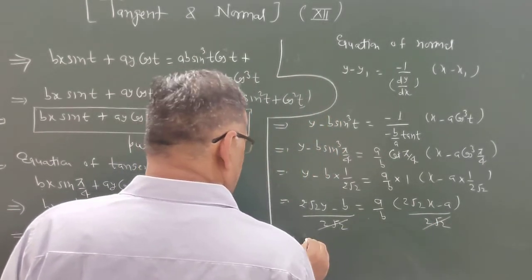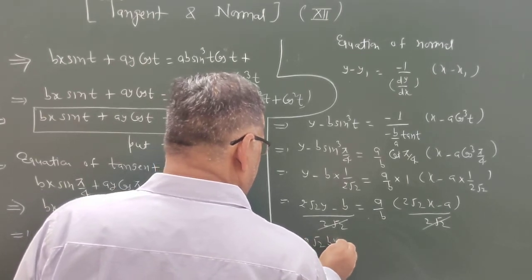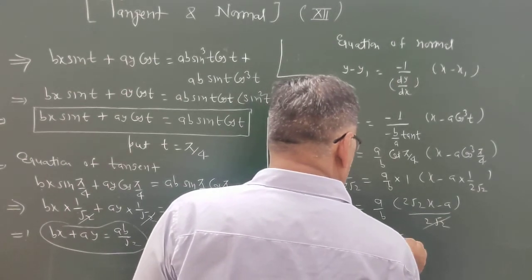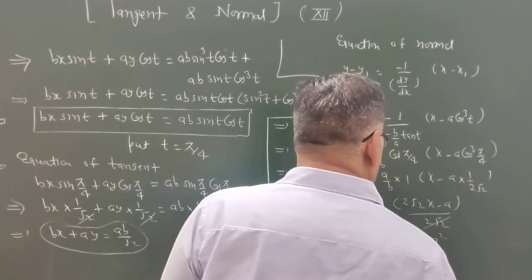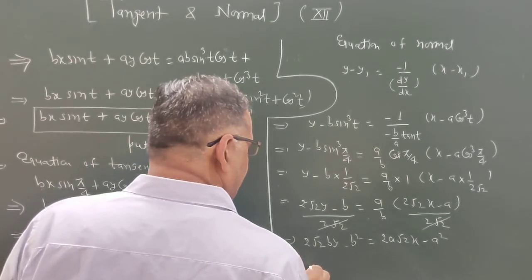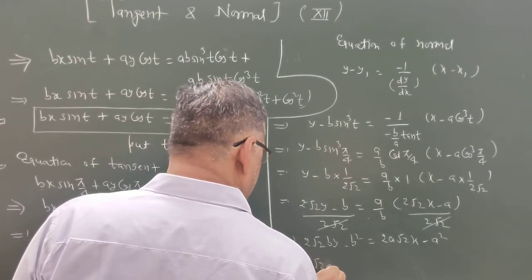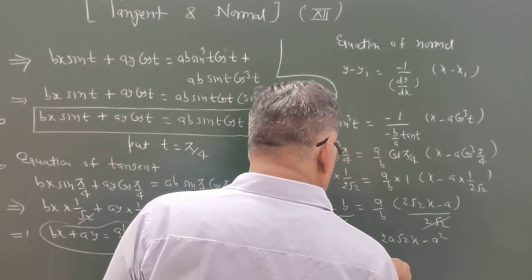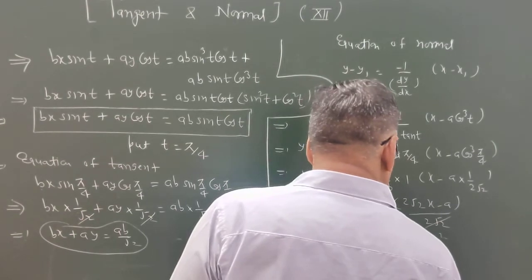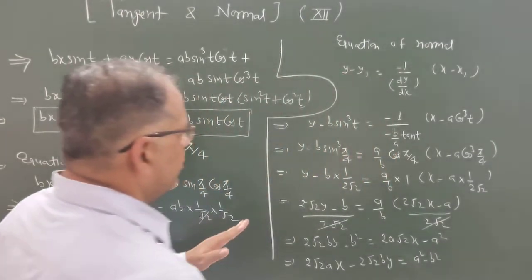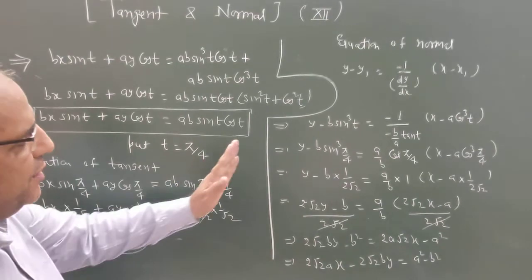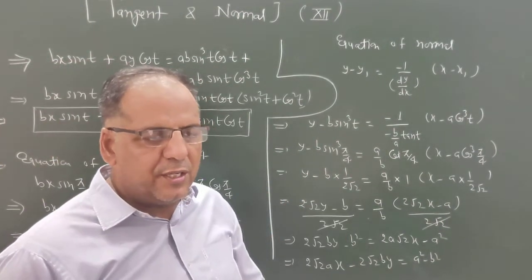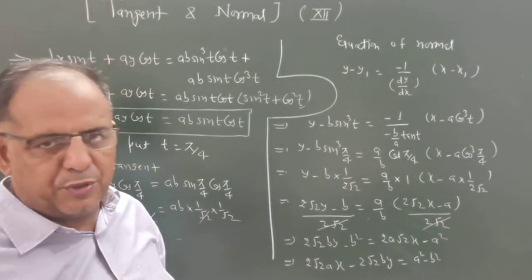Take cross multiply. So we have 2 root 2 a y minus b square equal to 2a root 2 x minus a square. And the final step, after arranging, we have 2 root 2 a x minus 2 root 2 b y equal to a square minus b square. So this is the equation of normal at the point t equal to pi by 4 for the curve x equal to a cos cube t and y equal to b sin cube t.